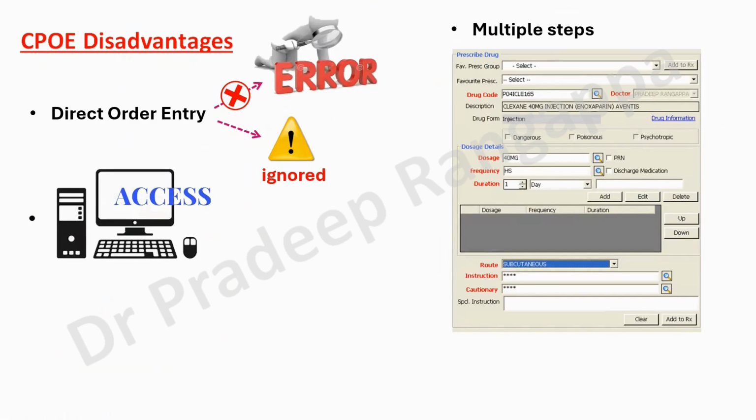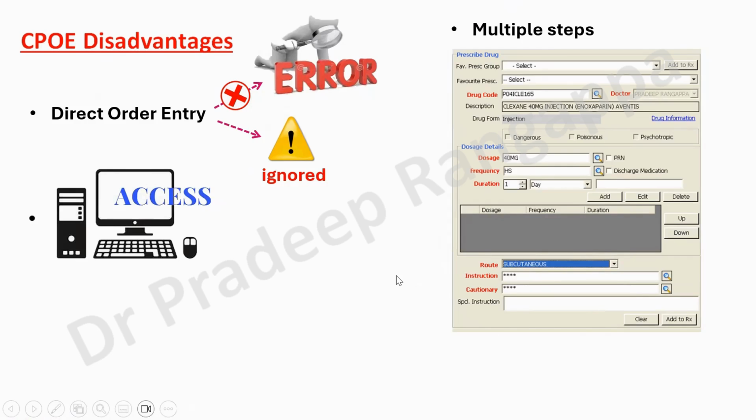And what are the disadvantages? Direct order entry can mitigate the error screening that is meant to happen. Sometimes these pop-ups are ignored. Even though you get the pop-up, physicians may become resistant to them, and they may not necessarily be acted upon. And sometimes it takes a lot of time because you have multiple pop-ups that you need to encounter or surpass to reach the final stage of prescription of the drug. So it may be more time consuming.